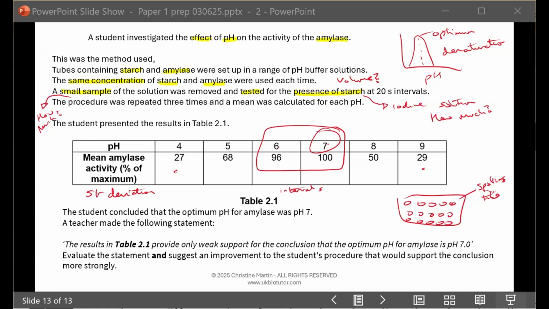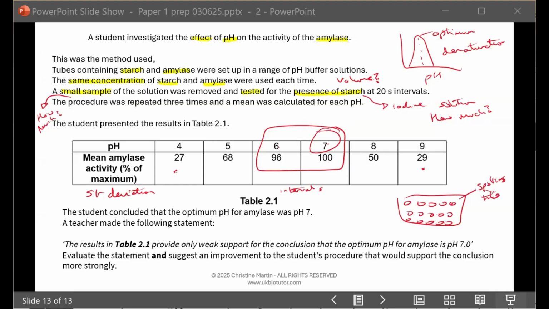A teacher made the following statement. The results in table 2.1 provide only weak support for the conclusion. That's true because they follow the trend, and that the optimum pH for amylase is pH 7. Evaluate the statement and suggest improvements to the student's procedures that would support the conclusion more strongly.